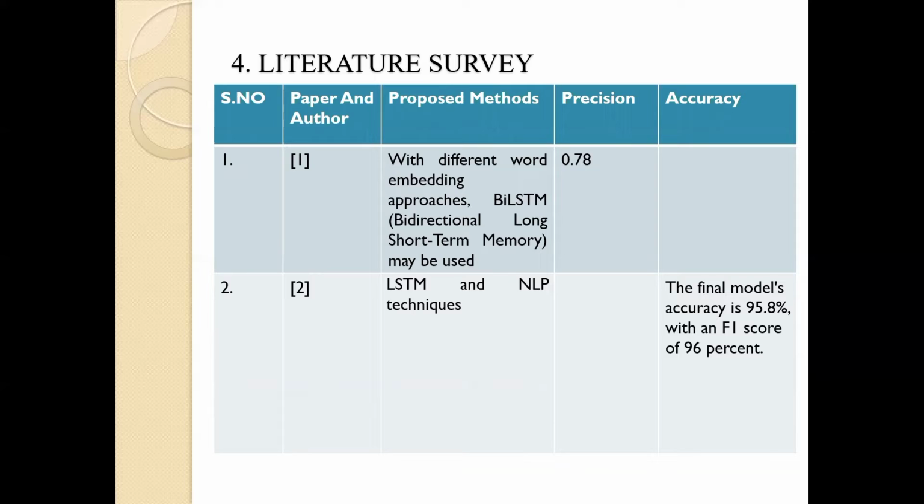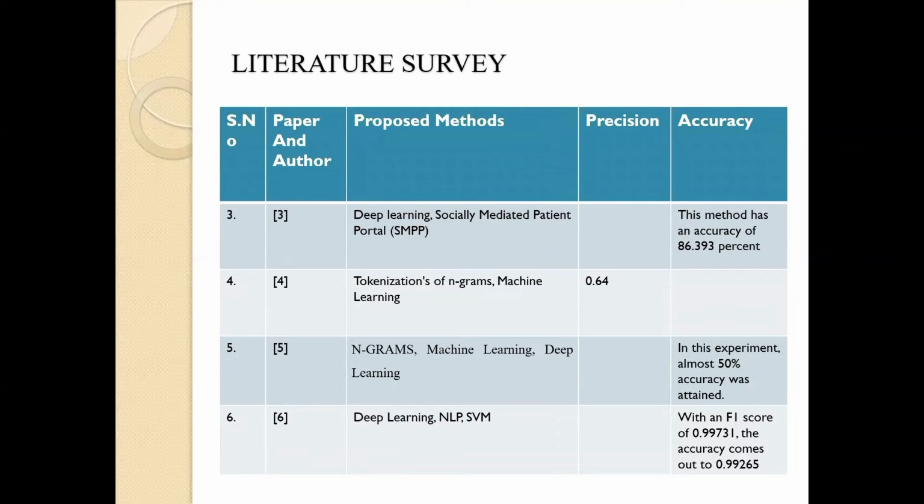In the first reference, when using different word embedding approaches with bidirectional long short term memory, a precision of 0.78 was obtained. With LSTM and NLP techniques, the final model accuracy turned out to be 95.8% with an F1 score of 96%. With a deep learning socially mediated patient portal, we found the accuracy to be 86.393%. The tokenization of n-grams and machine learning gave the precision of 0.64. N-gram machine learning and deep learning techniques gave 50% accuracy. And for the last one, with deep learning, NLP, and SVM, we found the F1 score to be 0.99731 along with the accuracy of 0.99265.